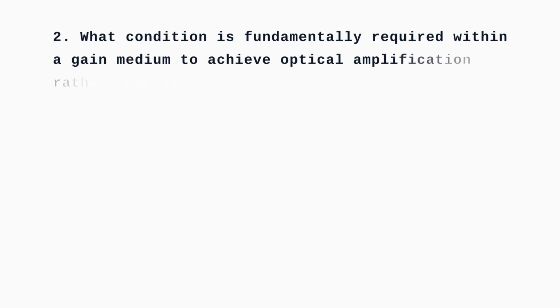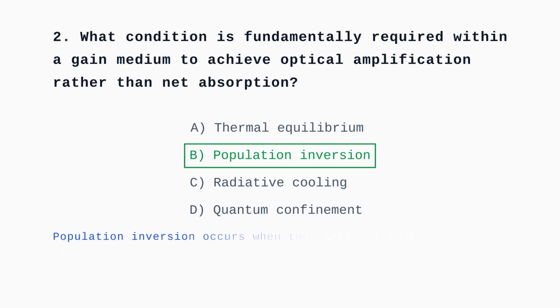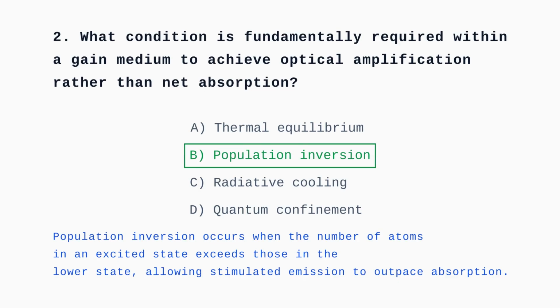Question 2. What condition is fundamentally required within a gain medium to achieve optical amplification rather than net absorption? Achieving optical amplification requires a population inversion. This is a non-equilibrium state where more atoms populate the higher energy level than the lower one, enabling gain.